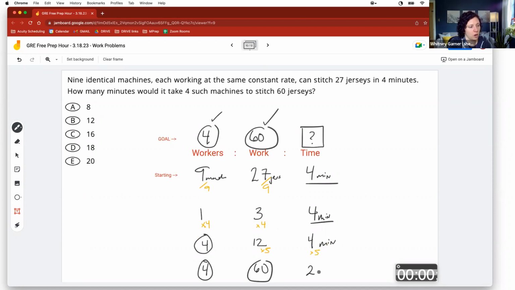4 times 5 is 20 minutes. And so I have now just answered my question, right? It takes 4 machines, 20 minutes to stitch 60 jerseys. The correct answer is E.